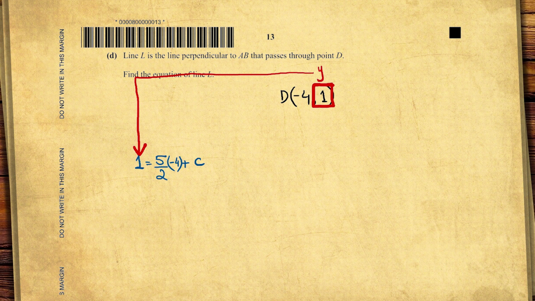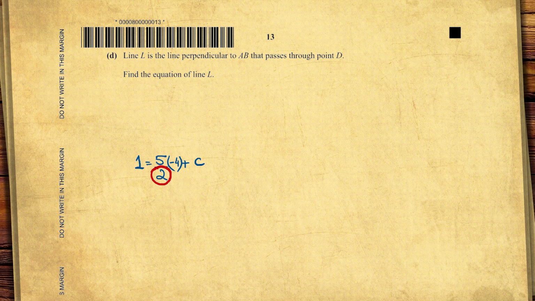And we get 1 equals 5/2 times -4 plus c. Now 2 is in the denominator and 4 is in the numerator. So we can simplify these. 2 1s are 2, 2 2s are 4. And we get 1 equals 5 times -2 plus c. 5 times -2 is -10. And this gives the value of c as 1 plus 10. And so c is equal to 11.